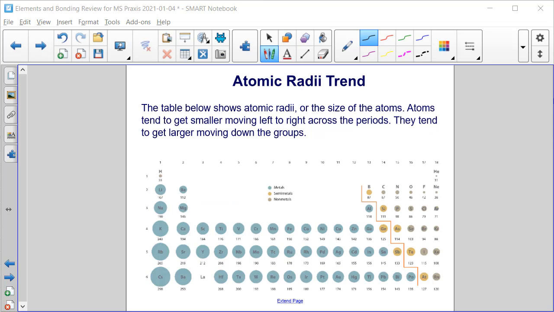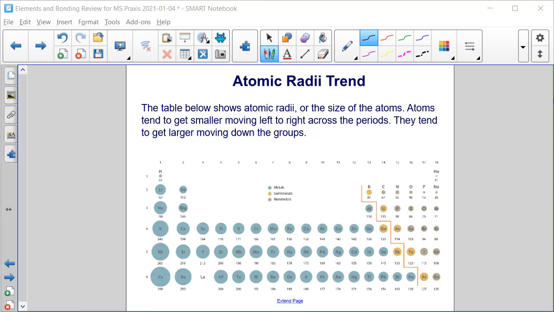Here's an image that just sort of shows visually what we just described. So we can see that as you move from left to right, in general, the radius gets smaller. And as you move from top to bottom, the radius gets larger. And that, in general, towards the top right corner of the periodic table, the atomic radius is smaller, and it increases as you go down and to the left.